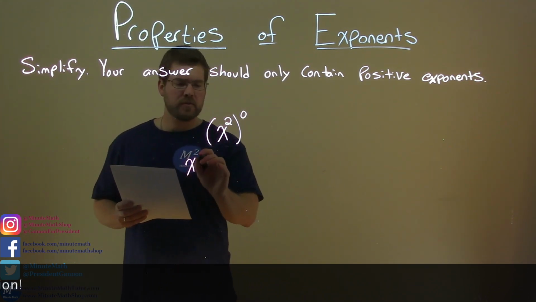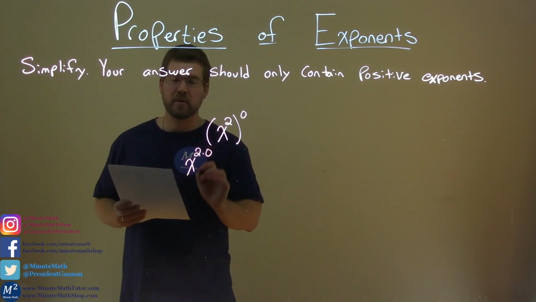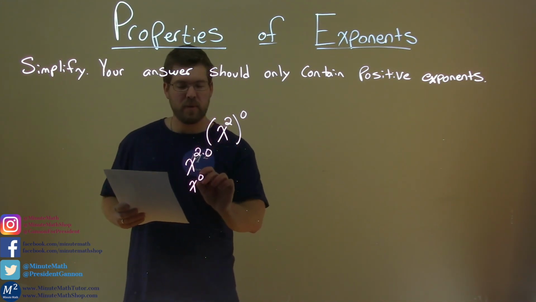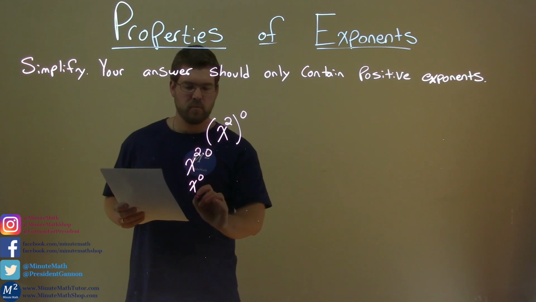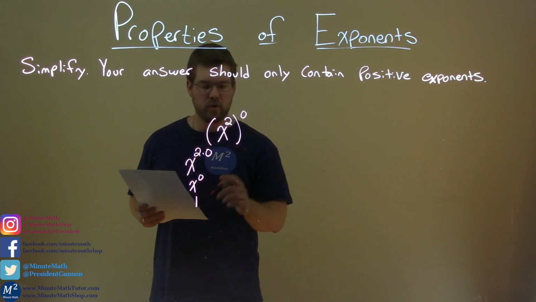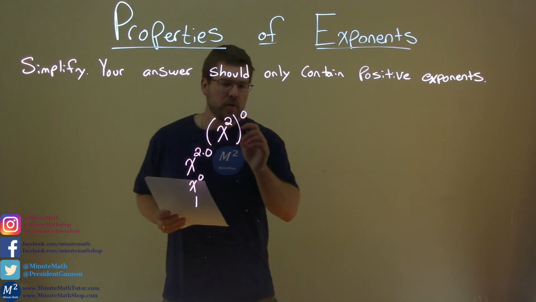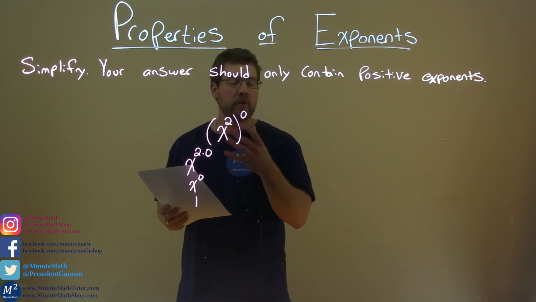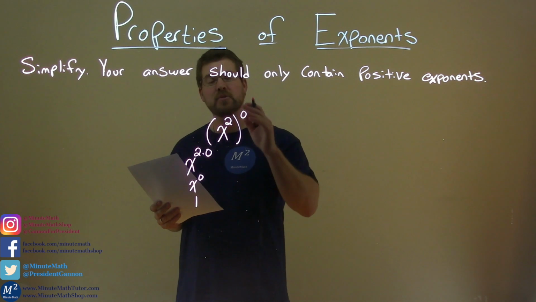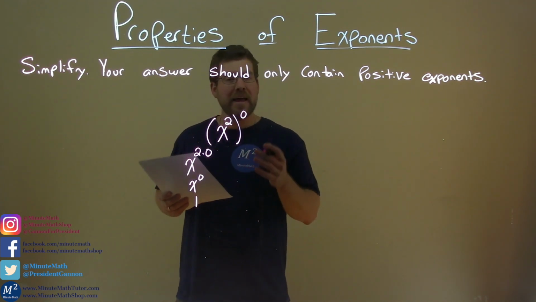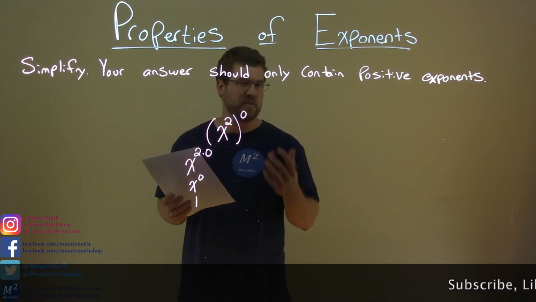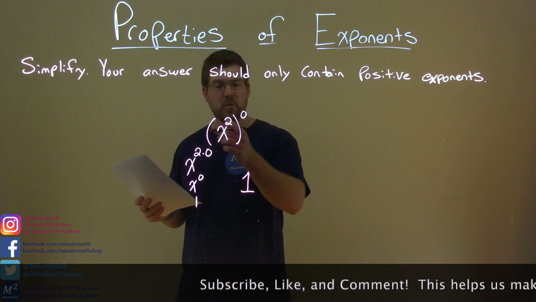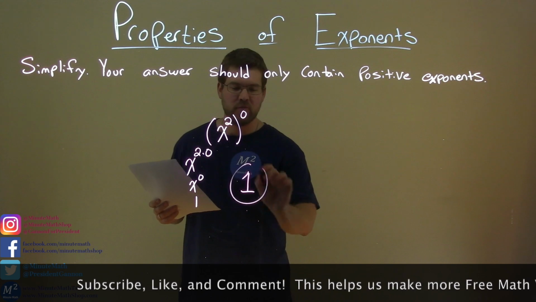We have x to the 2 times 0 power, which is, well, 2 times 0 is 0, so we have x to the 0 power, which is 1, right? Anything raised to the 0 power is 1. We also could have noticed this from the beginning. This whole item, whatever x squared is, we're raising that to the 0 power. And we should know that anything to the 0 power is 1. So our final answer here, no matter which way you look at it, is just 1.